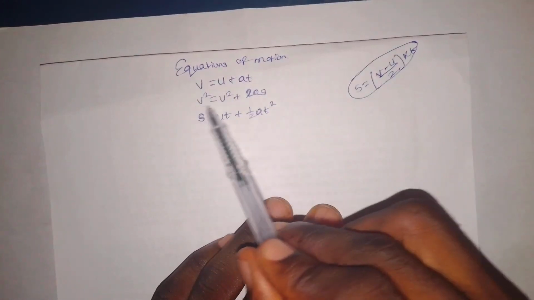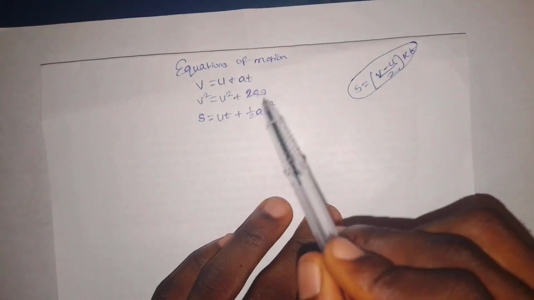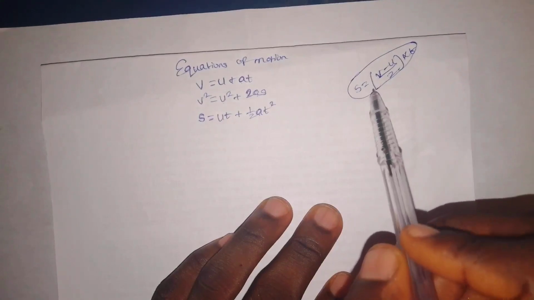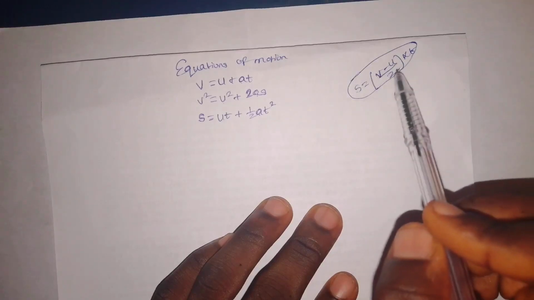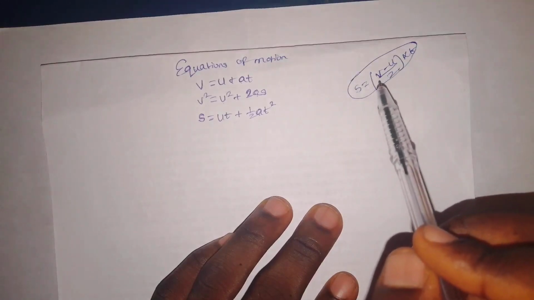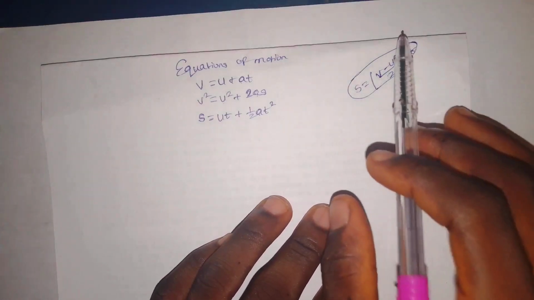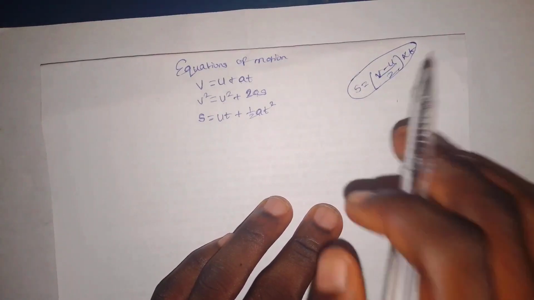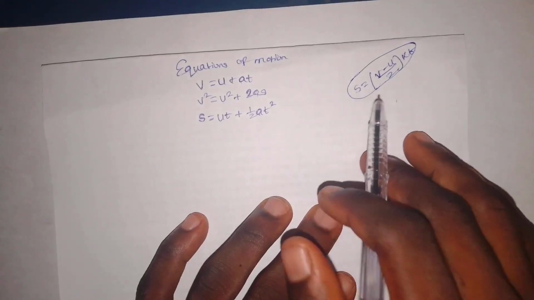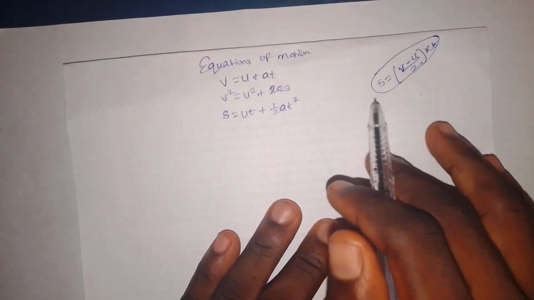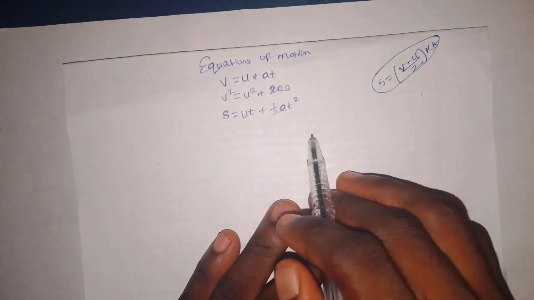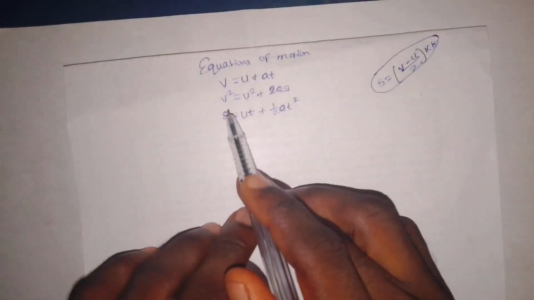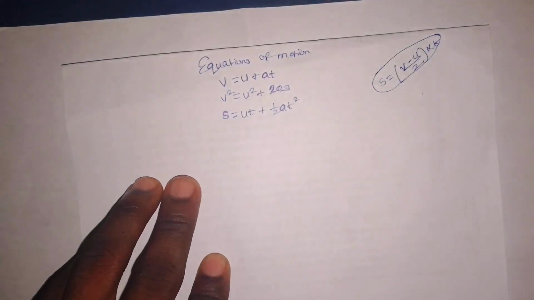If you look at it, all of them have acceleration. Only this one that does not have acceleration is not regarded as an equation of motion. This equation was just derived, but it's not an equation of motion. But you can still use it to solve questions. There are certain questions you can use it to solve, yes, but it's not categorized as an equation of motion. So there are basically three equations of motion.